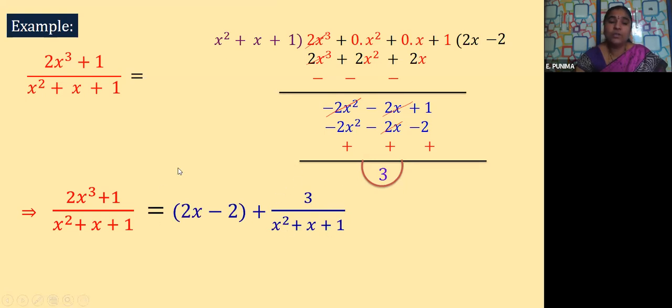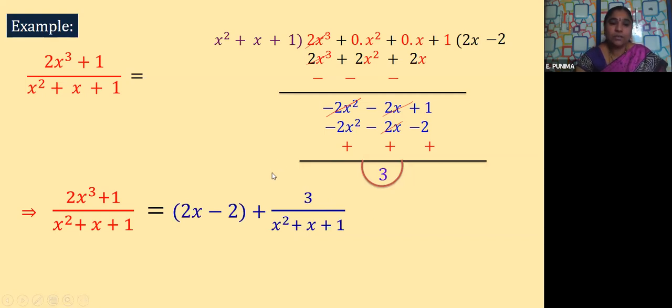Is it clear, children? So whenever an improper fraction is there, first we have to divide it using the long division method. After that, what do we get? We get a quotient as q of x. I told you, here we won't get only a constant. That is the case only where degree of f of x is equal to degree of g of x. But here degree of f of x is greater than degree of g of x. So we'll get a polynomial here as a quotient, plus 3 by x square plus x plus 1, which is our proper fraction, which is to be split into partial fractions. Clear, children?